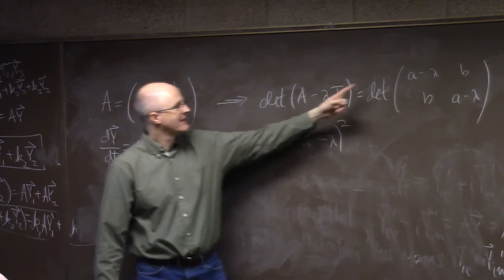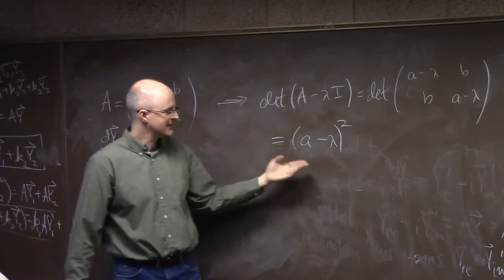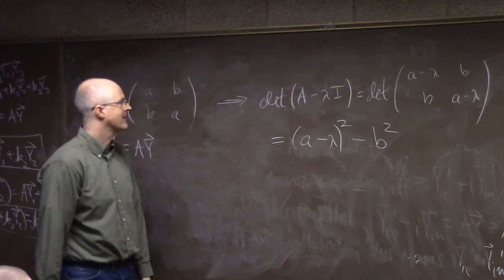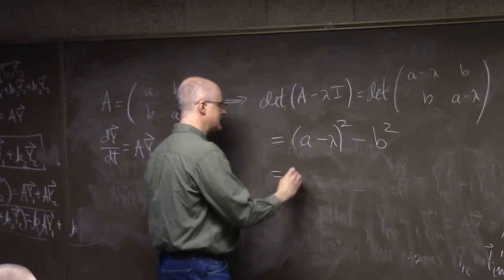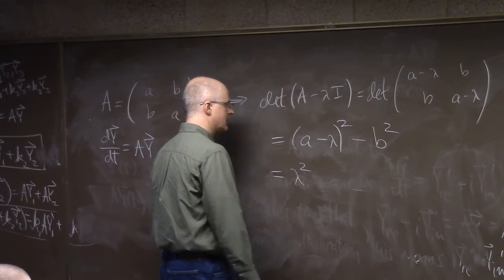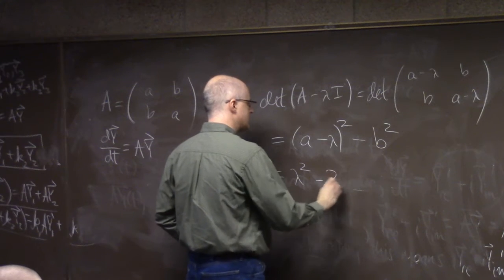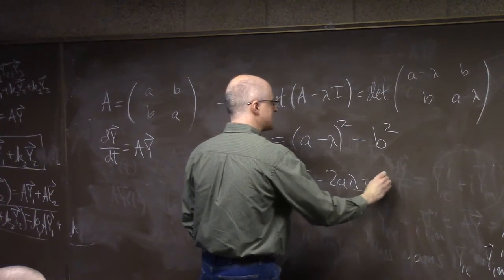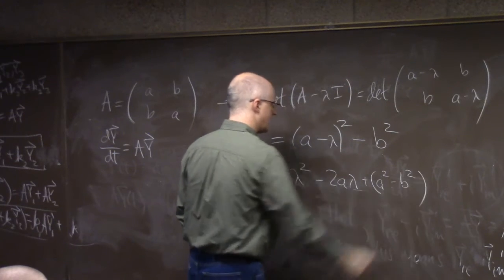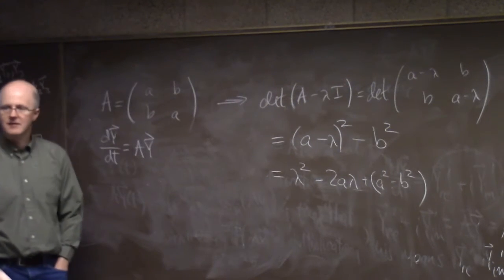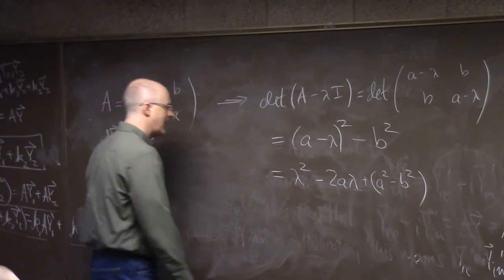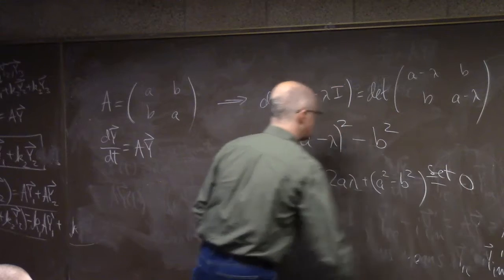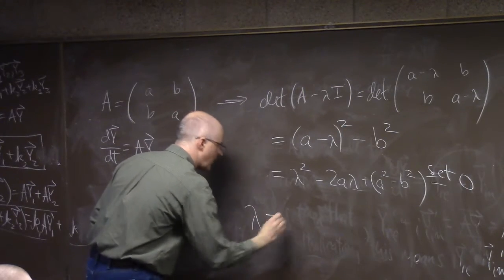Okay, so the determinant, a minus lambda times a minus lambda, is (a minus lambda) squared minus b squared. That's your characteristic polynomial. If you write it in standard form, you'll get positive lambda squared minus 2a lambda plus a squared minus b squared. What are the eigenvalues going to be? Set that equal to 0. Solve for lambda, use the quadratic formula.